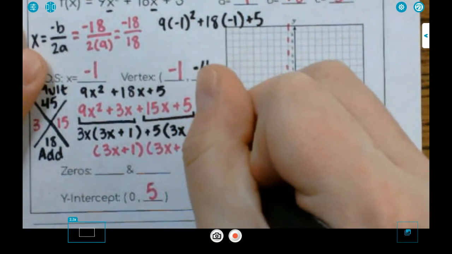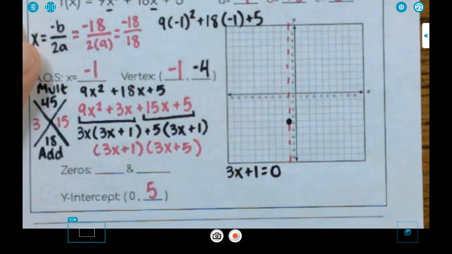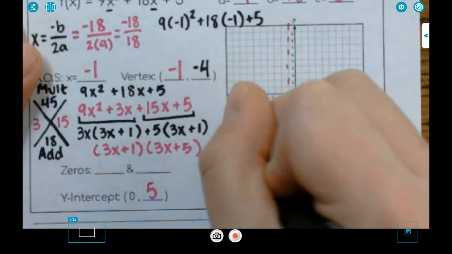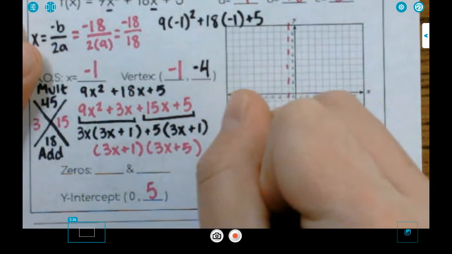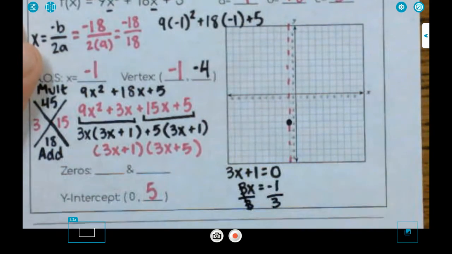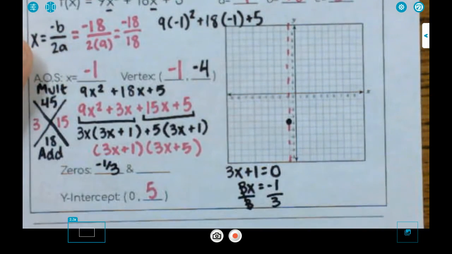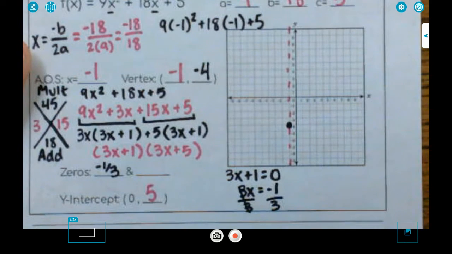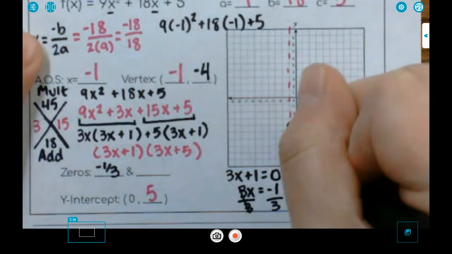So we're going to take 3x plus 1, set that equal to 0. We would have to subtract 1 from both sides, which for the sake of space I'm not showing. We would then have 3x equals negative 1. Then we would divide both sides by 3. So we're going to have x equals negative 1/3. That's one of my zeros. And if you guys can see, this turned to negative 1/3. This one's going to turn to negative 5/3. I'll show you guys how that one would work.